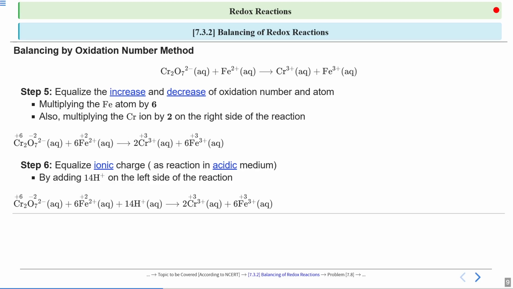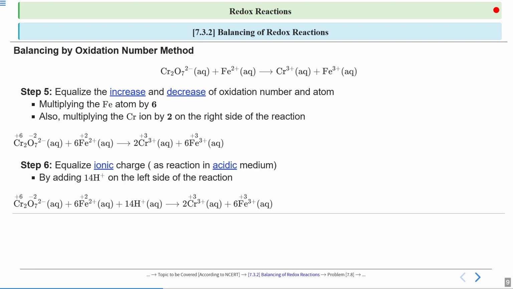So now, if you look here, to maintain the ionic charge, there are Fe2 positive ions in 6, so 6 into 2 it is 12. While here you will find that it is 6 into 3, 18, and then 2 into 3 it is 6. 18 and 6, and here it is just 12. So in order to balance, we will write the 14 H plus. So this is all the calculation that we have to make, and then put the 14 H plus over the left side of the reaction.